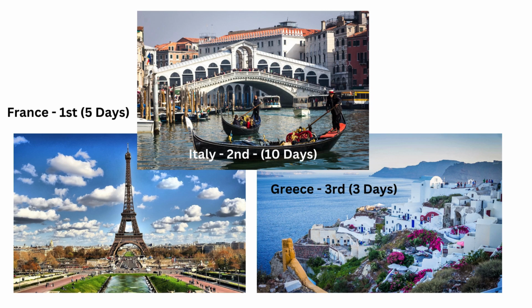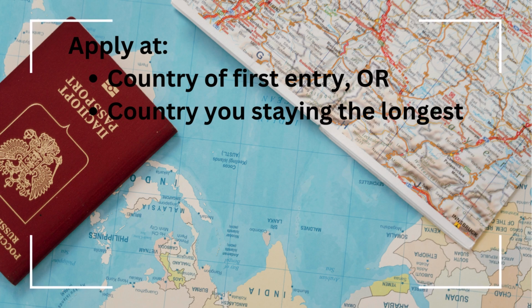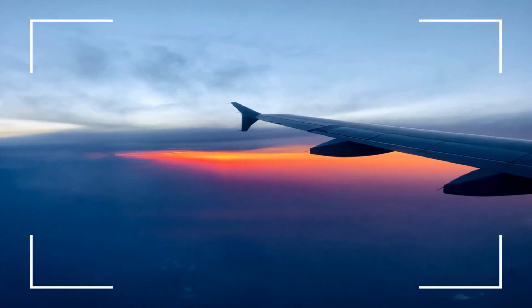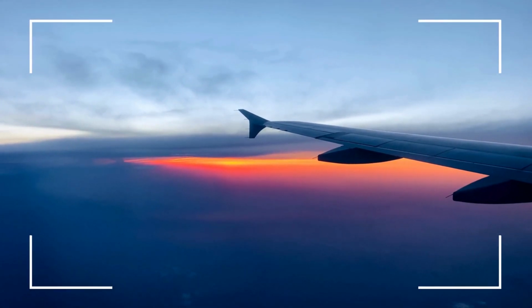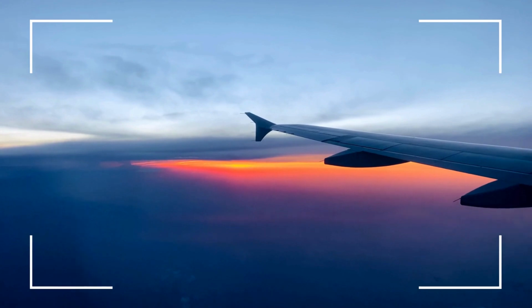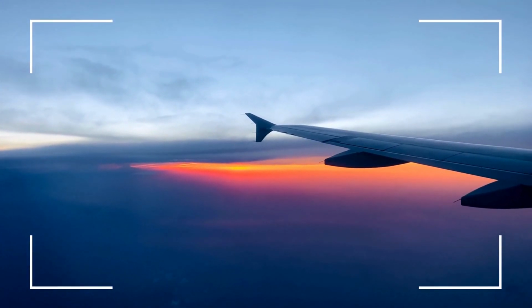Now you have multiple options. You can apply to France because you enter the Schengen area through France, so you can apply at a French embassy. You can apply to Italy because you are staying the longest there. But the rule of thumb is either wherever you enter or where you stay the longest. Once you get the visa, you can go to any of the 27 countries. There's no limitation for that. For us, we were entering France, and France happened to be where we stayed the longest too.